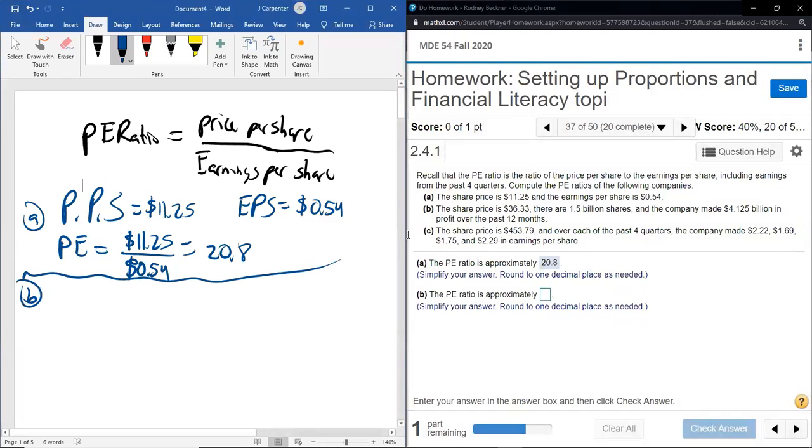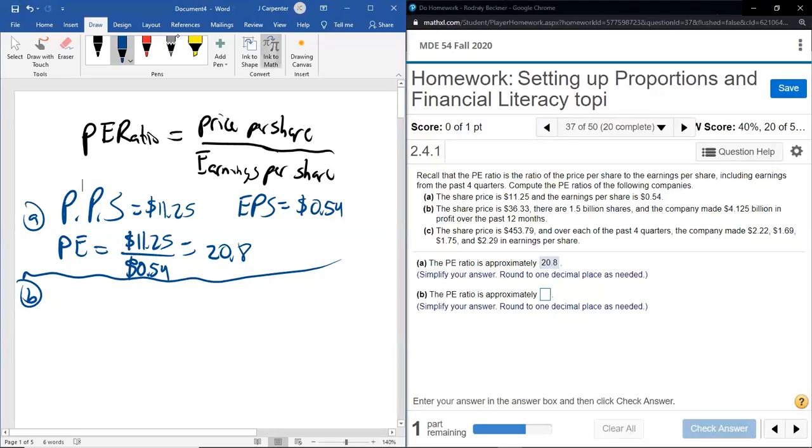B, the PE ratio is approximately, well, okay, you might think to just divide the 36.33 and, well, hold on, what do you divide? The 1.5 billion shares or the 4.125 billion in profit over the past year? Okay, well, don't just go willy-nilly multiplying and dividing and adding and subtracting numbers. Pay attention, that's right. What are we calculating? A PE ratio. What is this? It's the ratio, the division of price per share and earnings per share. We've got to make sure we have both of those values.